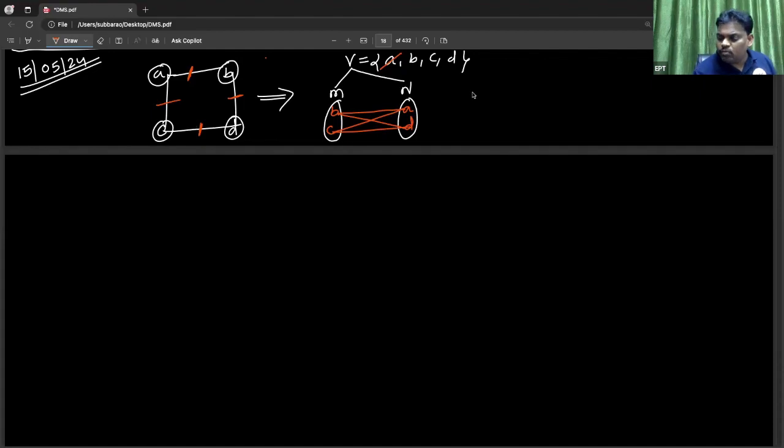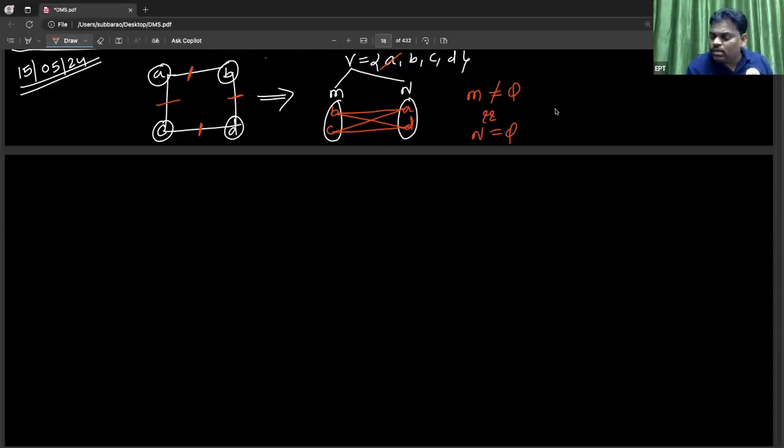And one more thing: group M contains, right? M cannot be pi. M should contain at least one vertex. And one more thing, N cannot be pi. You cannot leave the M group empty, and you cannot leave the N group empty. In the M, at least one vertex is required. In the N, at least one vertex is required.